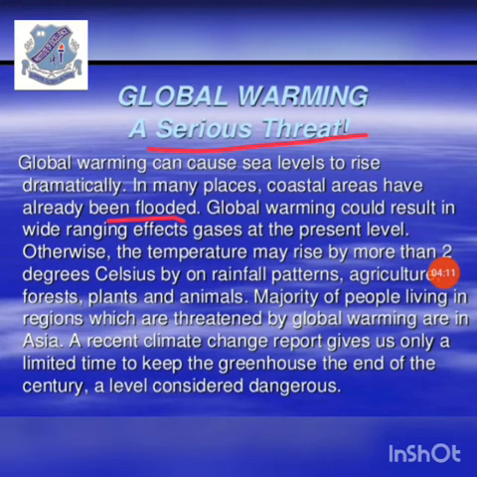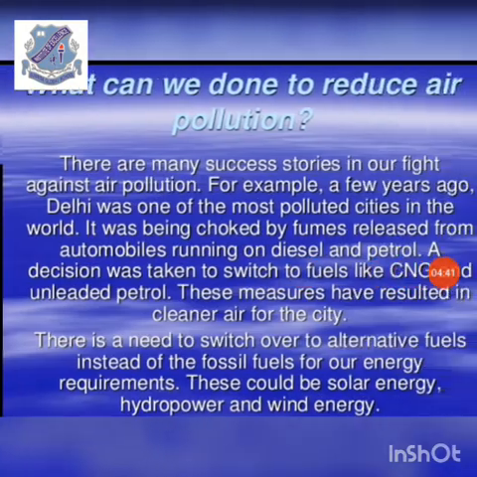The majority of the people living in the regions which are threatened by global warming are in Asia. So generally this is because Asia is one of the most affected continents. A recent climate change report gives us limited time. So now that the climate change report has been given, we have limited time to keep this under control. Otherwise we will have very dangerous gases on us.